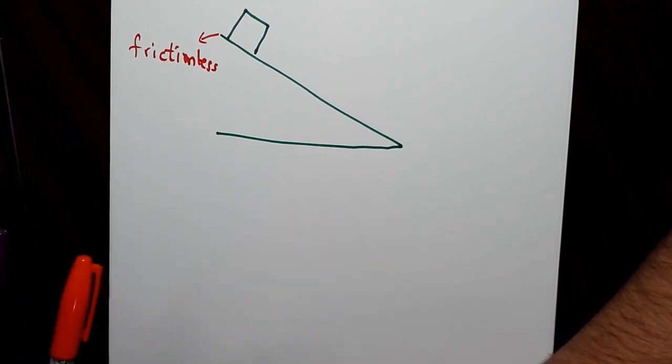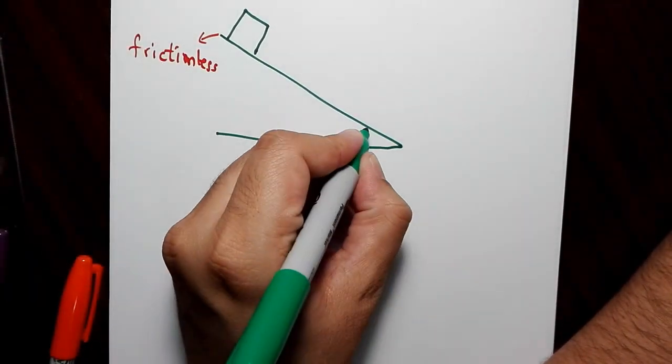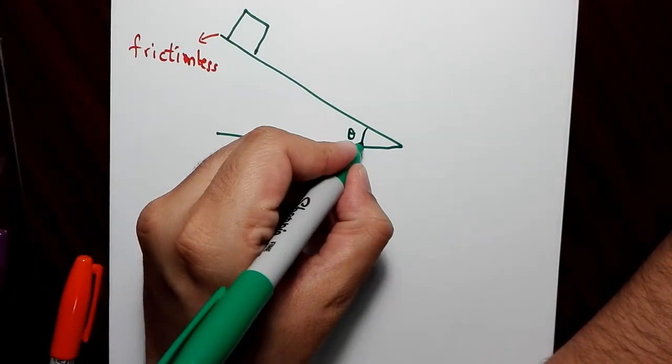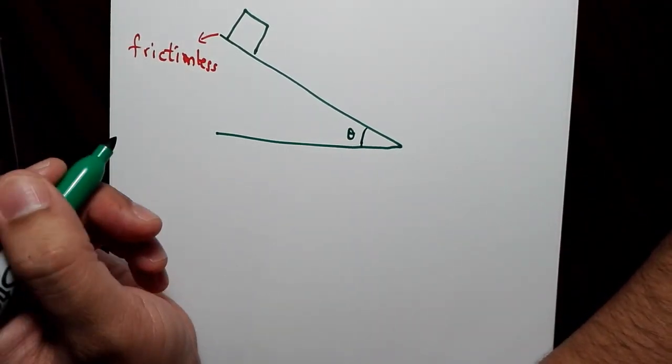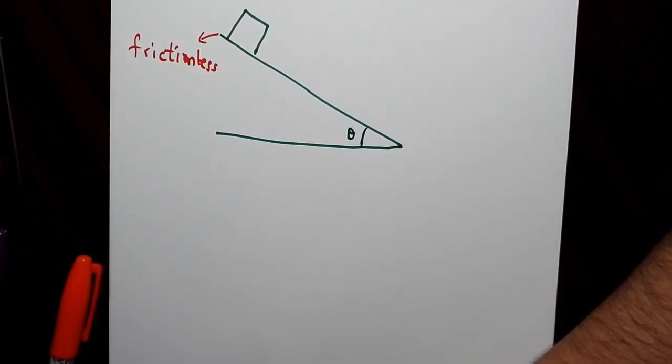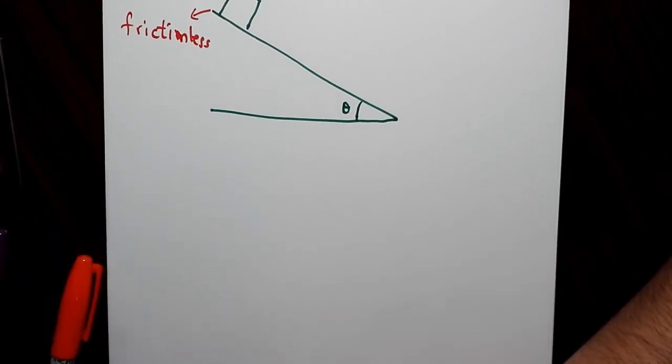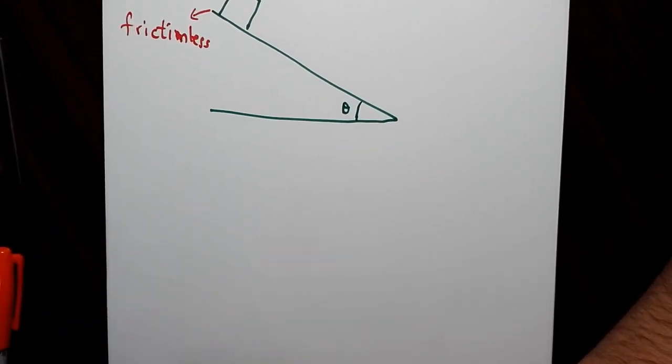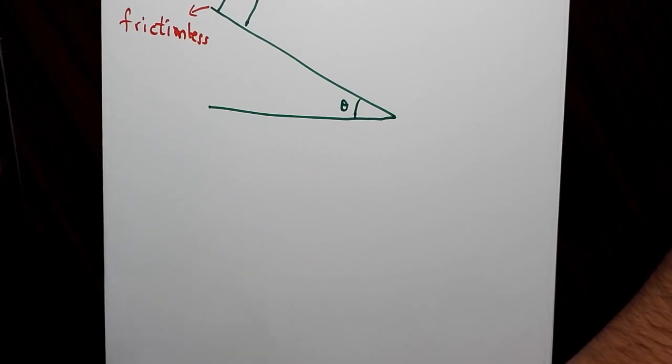Now let's call this angle theta. This block, let's say, has mass m. So let's analyze the forces acting on the mass first.